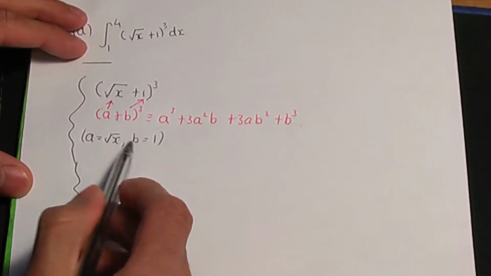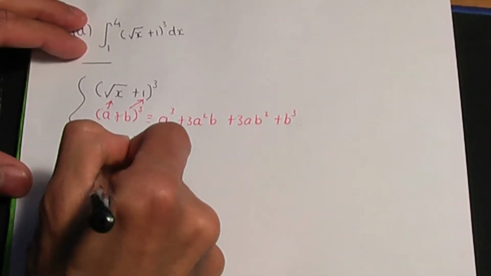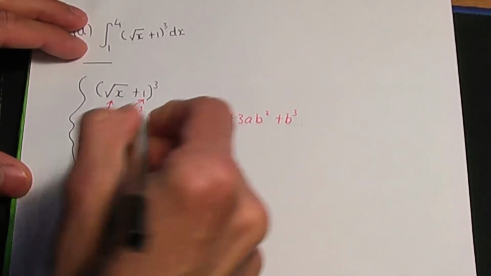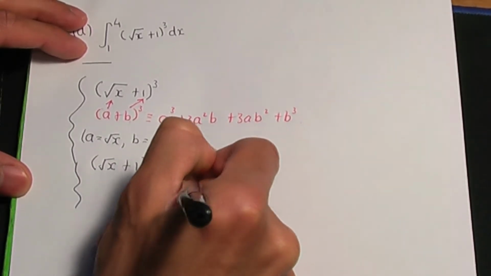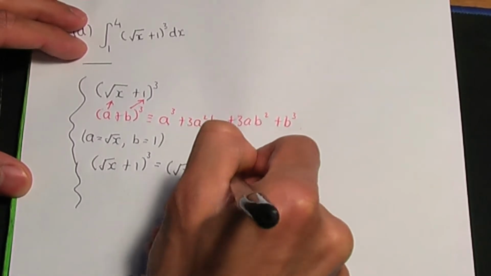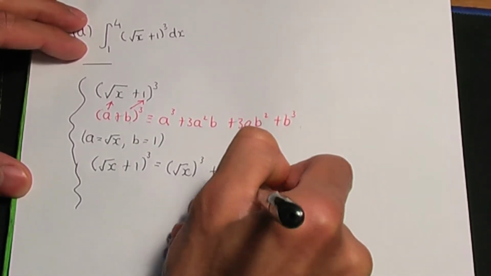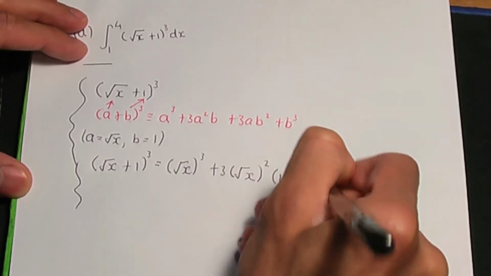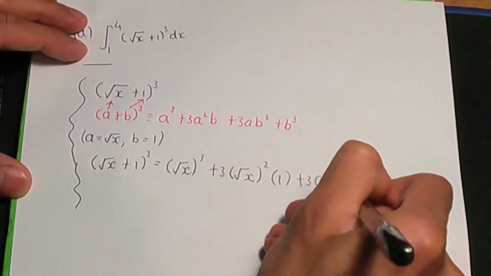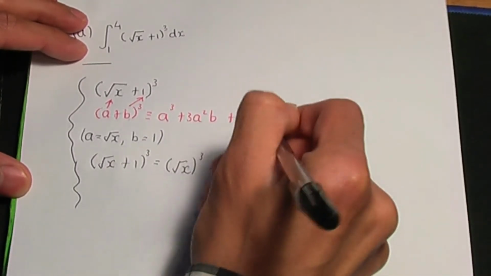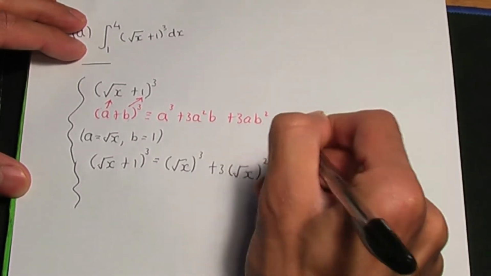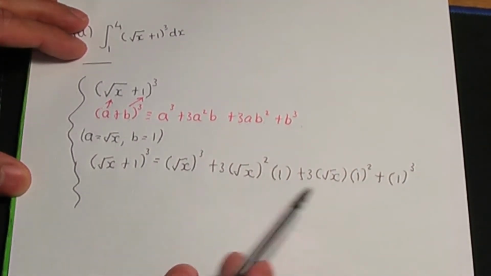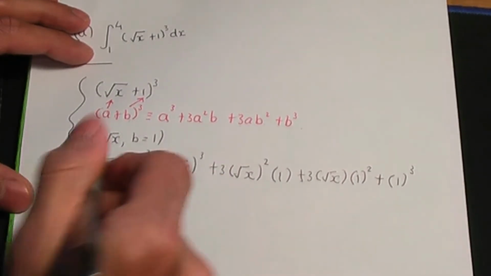So if I replace the a and b into the identity, we're going to have a, which is root x, plus b, which is 1, cubed, and that is the same as a cubed. A is root x, so it's root x cubed, plus the 3 into a, which is root x, don't forget the square, times b, which is 1, plus the 3 into a, which is root x, multiplied by b, which is 1, don't forget the square, plus b, which is 1, to the power of 3.